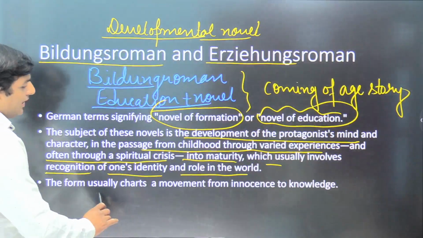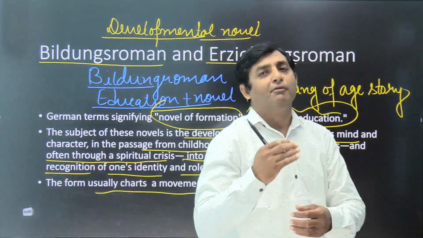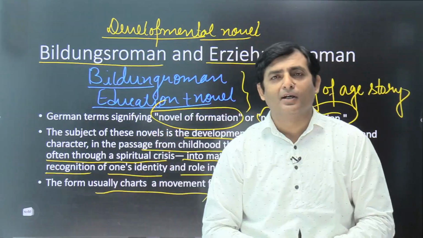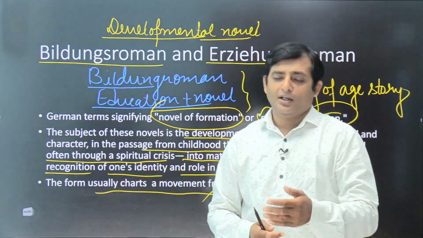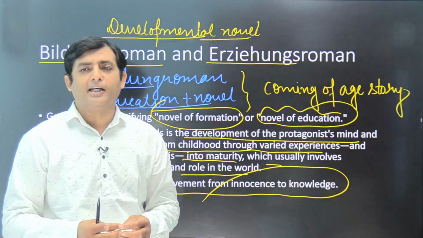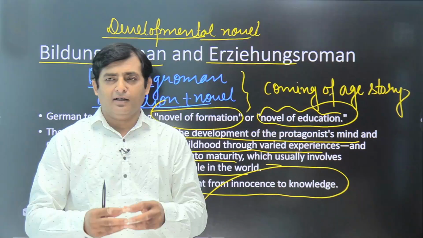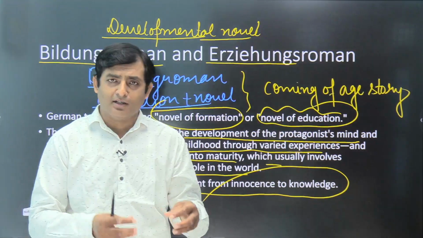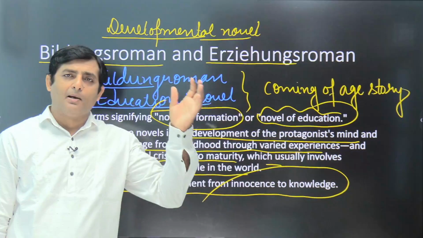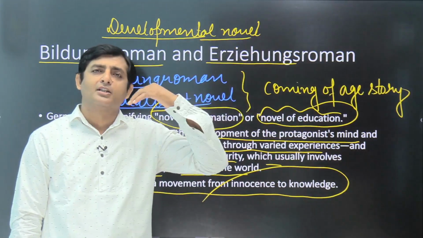The form usually charts a movement from innocence to knowledge. It is a journey from innocence to knowledge. Take the examples from Homer's Iliad, and then I come to Tom Jones by Henry Fielding. In the beginning of the novel, he was a foundling. Mr. Squire Allworthy found him and he was brought up and nourished at the home of Mr. Allworthy, and he grows up and then he becomes a picaresque. The entire novel deals from his birth to his maturity to his marriage.